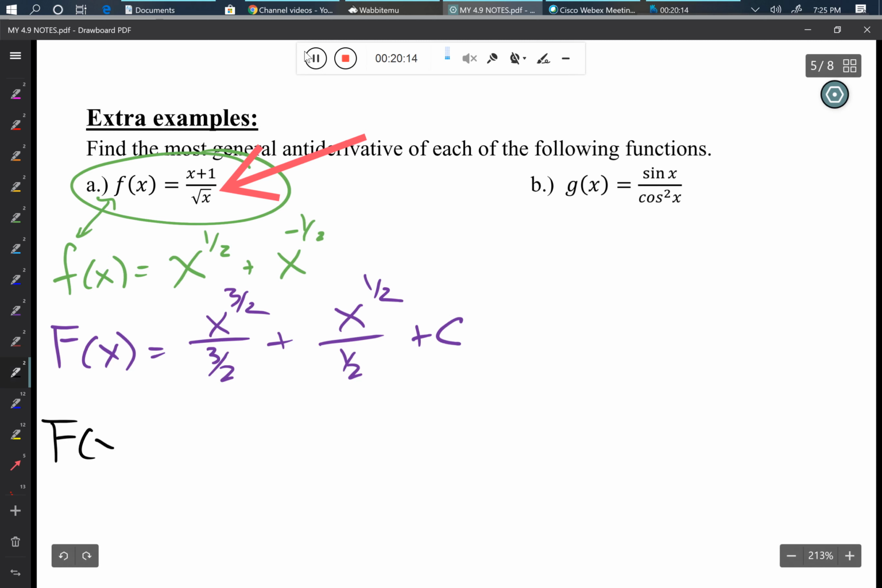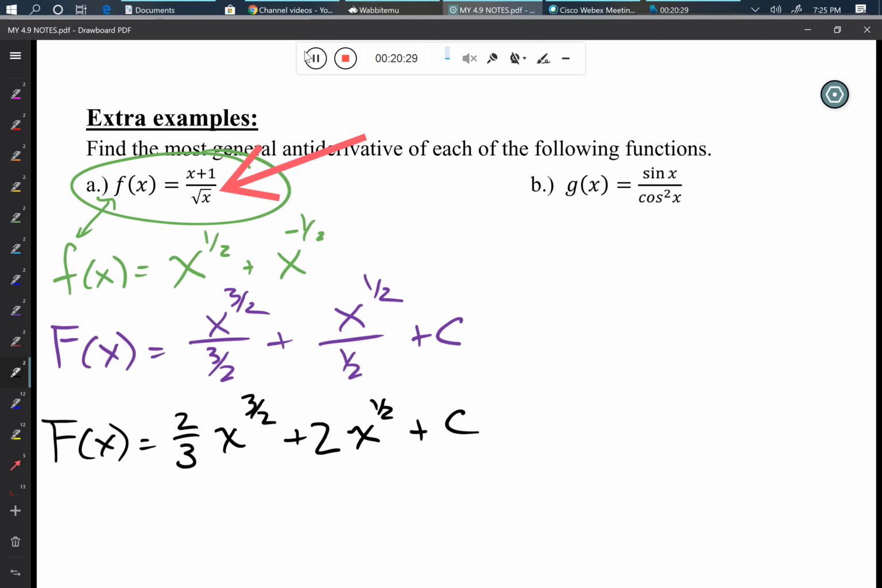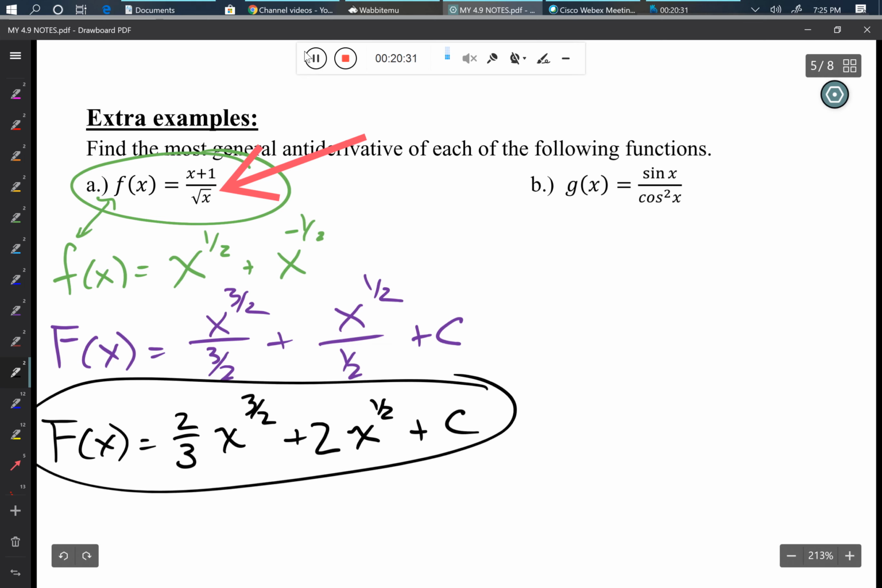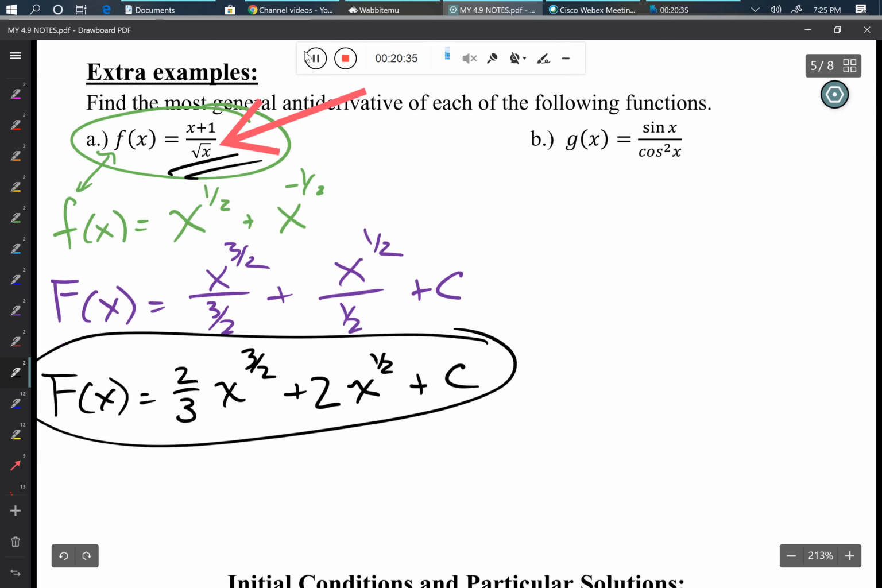So what will that function, the general antiderivative, be? Dividing by 3/2 is multiplying by 2/3, so 2/3 x to the 3/2 plus 2 times x to the 1/2 plus c. Now, do you feel any need to take this and rewrite it as a fraction since the original problem was handed to you as a fraction? Because if you do, please go ahead and do that. The rest of us are going to say no.